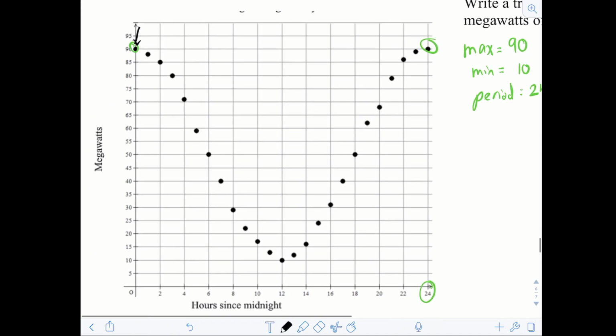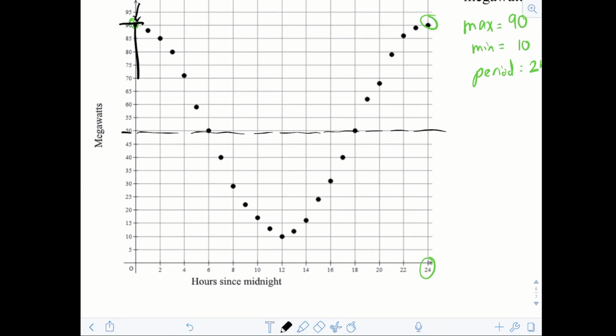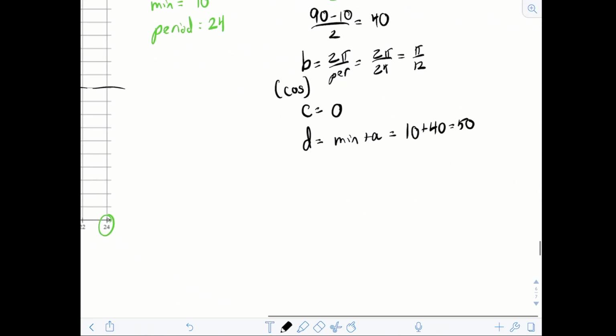By the way, just to double check, does that look like the middle between, in a sense, the high point right here to there, and there to there? Does that look like it's going to be the amplitude? So 40 here and 40 here. Looks like it to me.